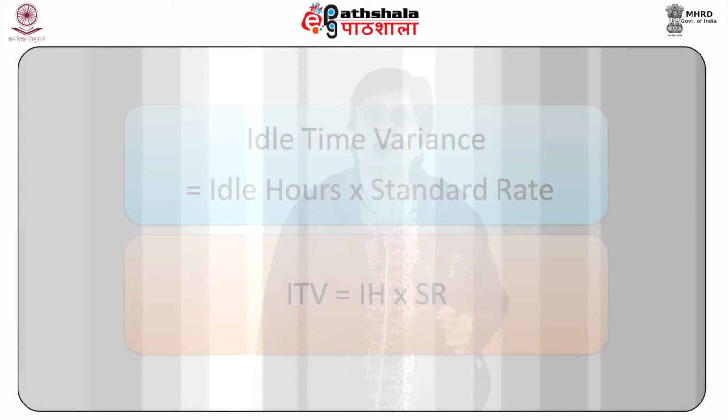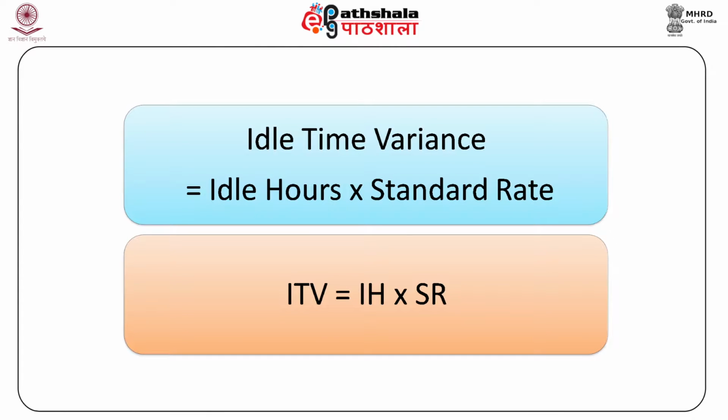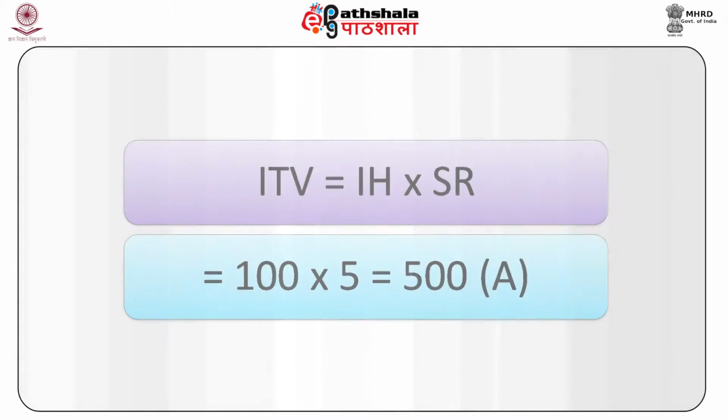It is calculated with the formula idle time variance is equal to idle hours into standard rate, or in short ITV is equal to IH into SR. Idle time represents the unproductive time which is a loss for any organization. Therefore, it is always unfavorable. It can never be favorable. Let us assume in the example that we have taken earlier that the idle time due to power failure is 100 hours. Then ITV is equal to IH into SR, that is 100 into 5 is equal to 500, which is adverse.